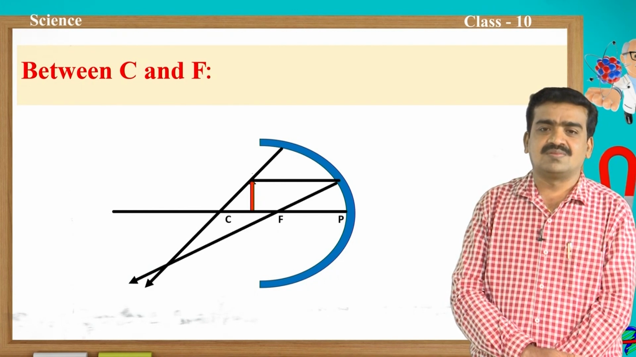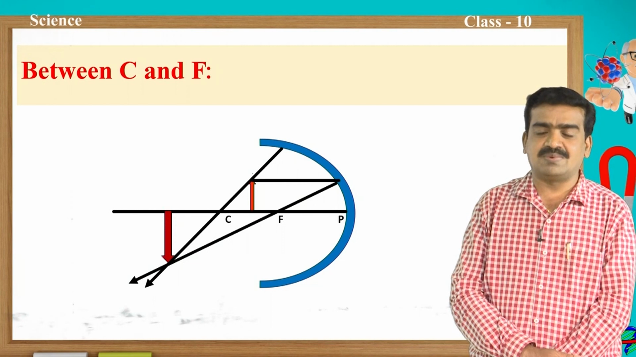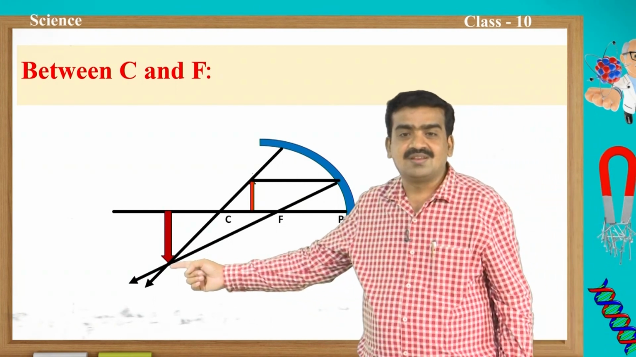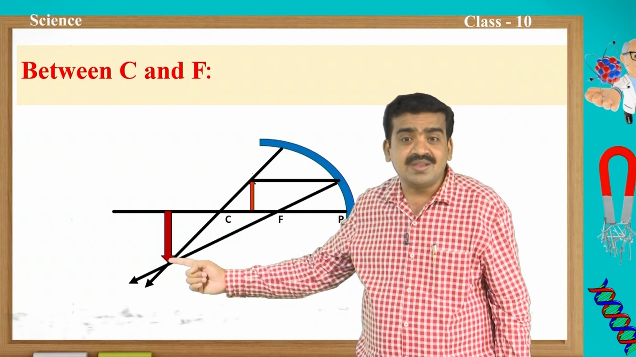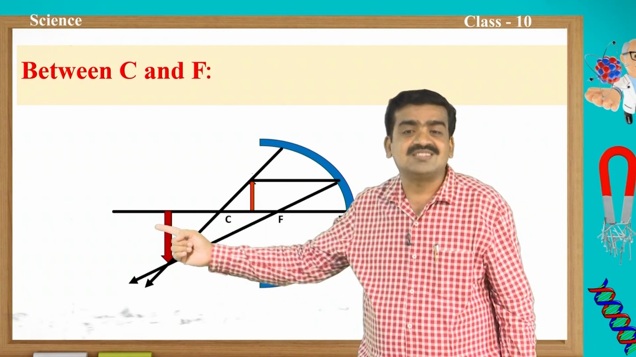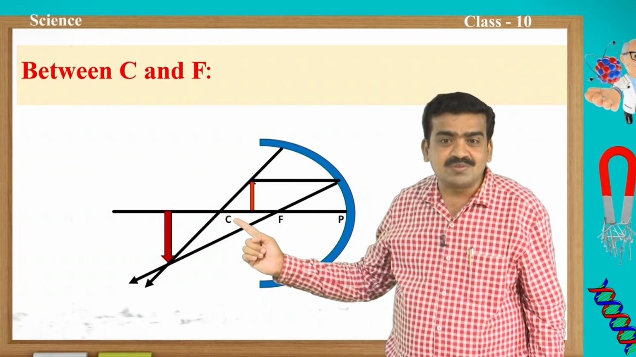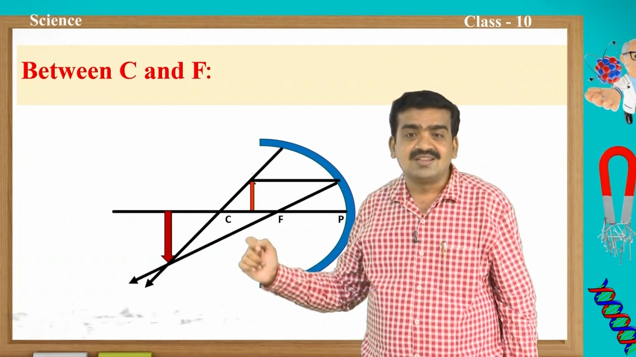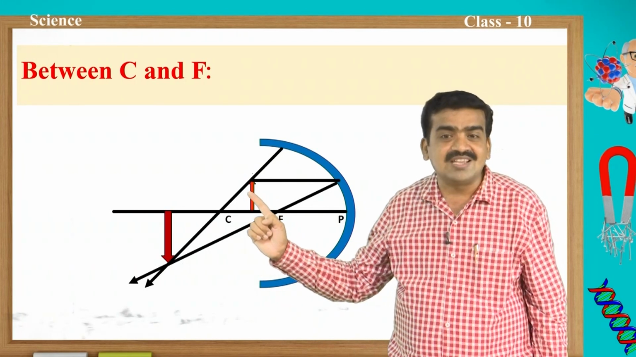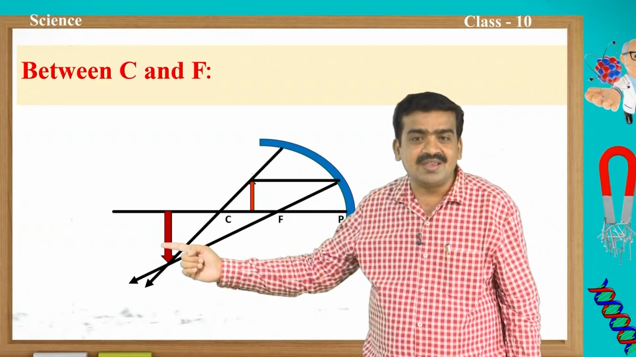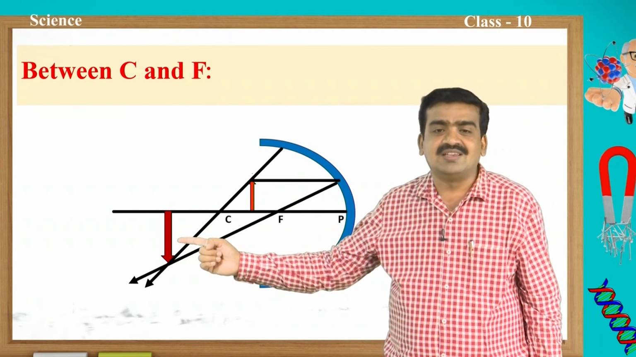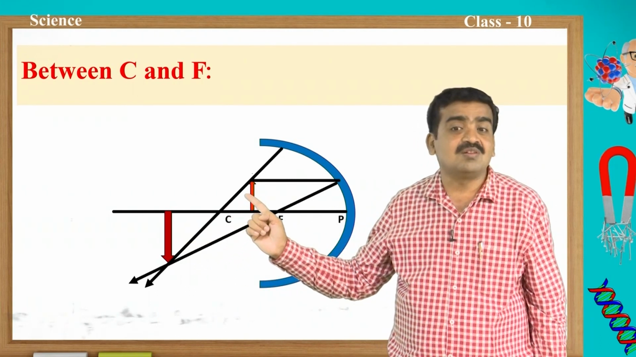So, this is how reflection takes place and the image is formed over here. Where is the position of the image? It is beyond C. When the object is between C and F, the image is formed beyond C. Then compare the size of the object as well as the image. Here the size of the image is more than that of the object.